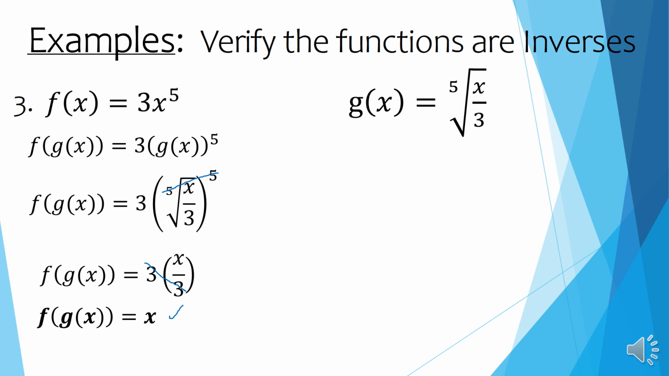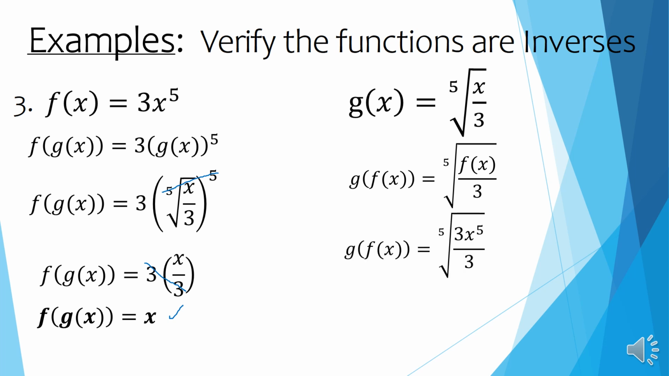I think we might get another inverse, guys. Let's check it. Keep working it through. g of f of x will be the 5th root of f of x divided by 3. Okay? That'll be the 5th root of 3x to the 5th divided by 3. As always, clean up, simplify. Multiplying by 3 and dividing by 3 are inverse operations. They undo one another. So this composition now simplifies to give us the 5th root of x to the 5th.